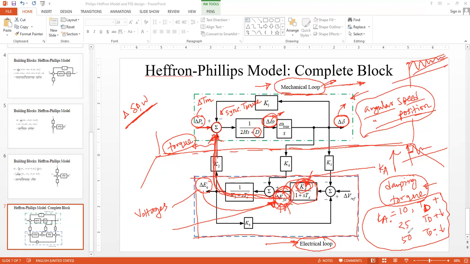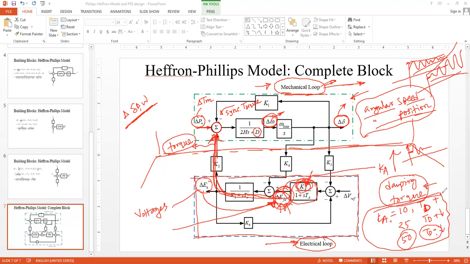But when it was 50, you see the damping became negative. So it was opposite: it was rising with respect to time. So that is negative damping. Whereas without this Ka block, there was no such problem.